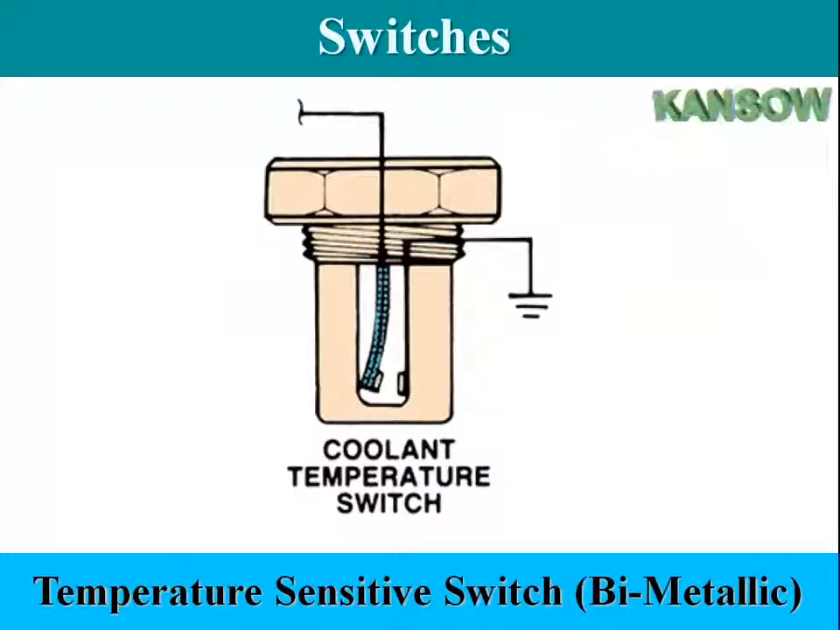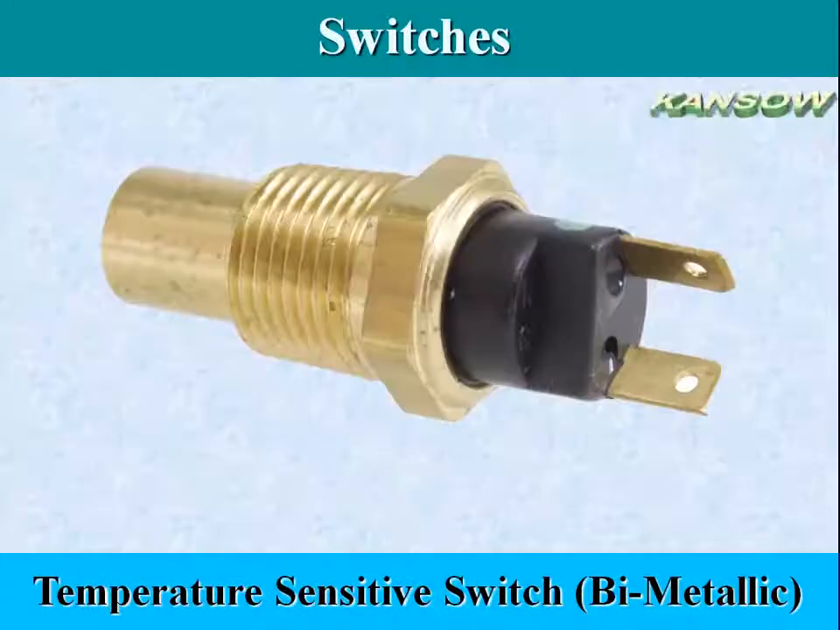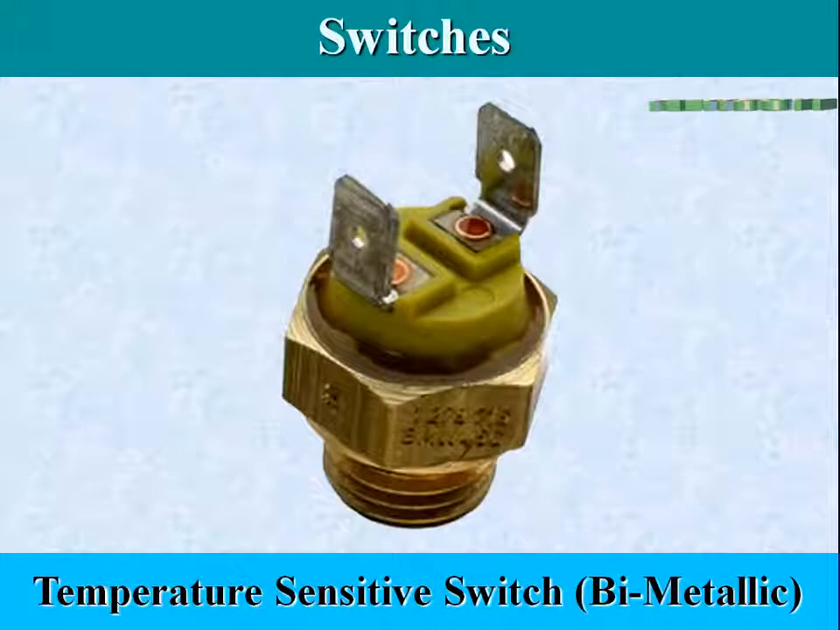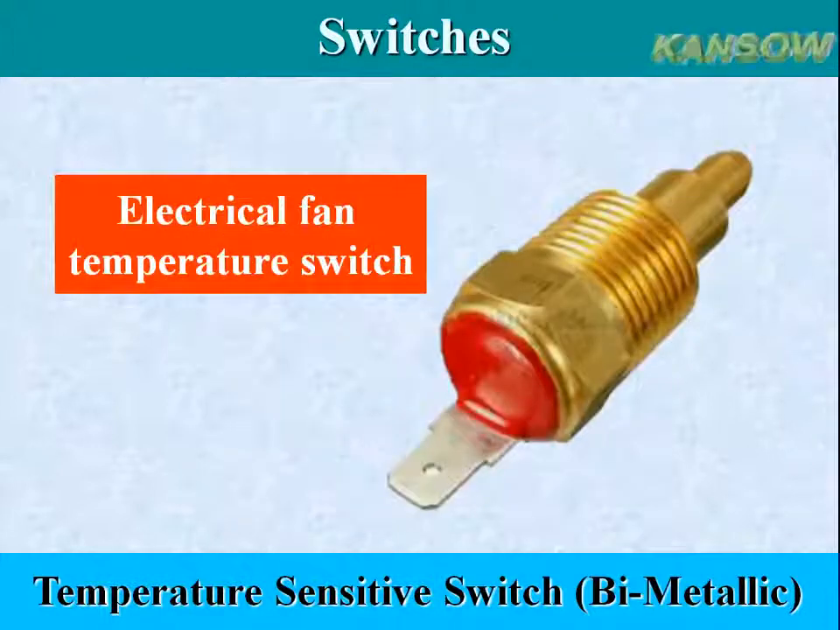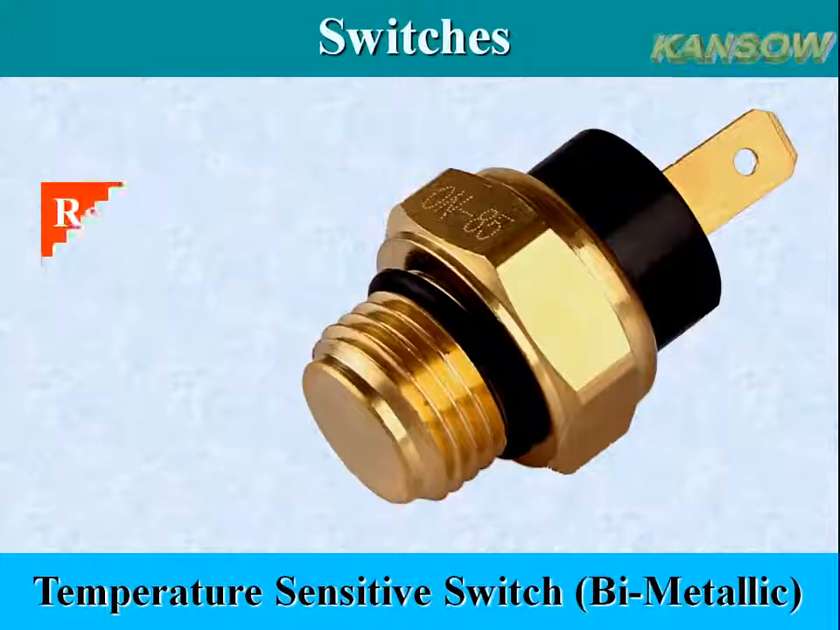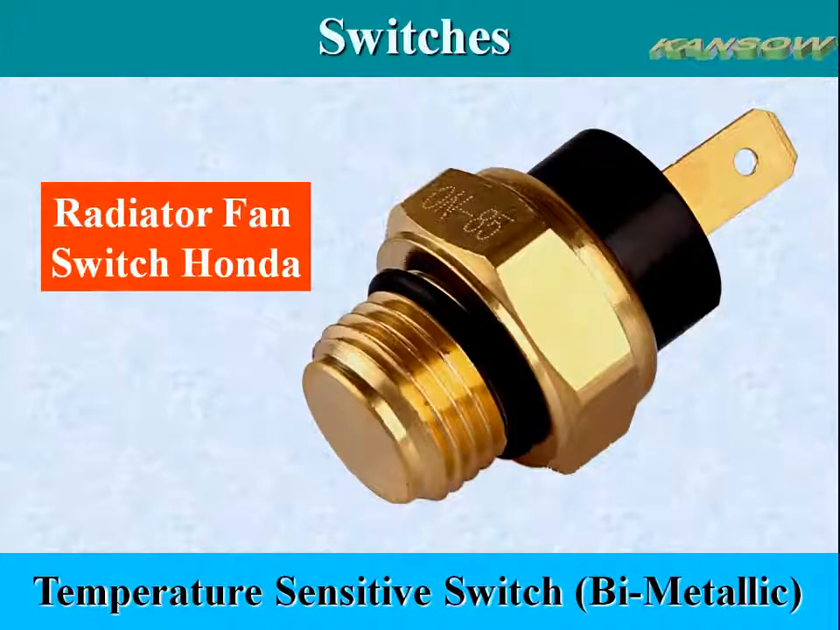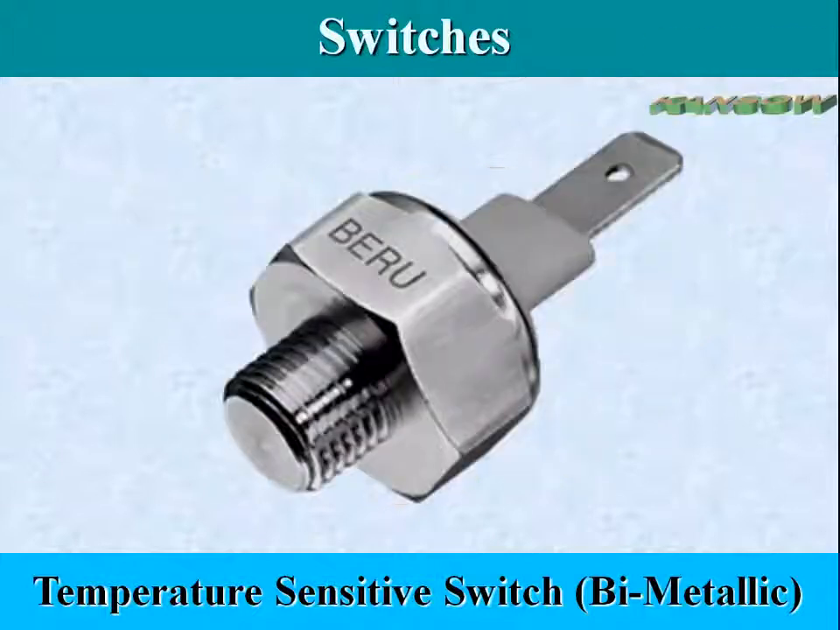A temperature-sensitive switch, also known as a bimetallic switch, usually contains a bimetal element that bends when heated to make contact completing a circuit or to break contact opening a circuit. In an engine coolant temperature switch, when the coolant reaches the temperature limit, the bimetal element bends causing the contacts in the switch to close. This completes the circuit and lights the warning indicator on the instrument panel.